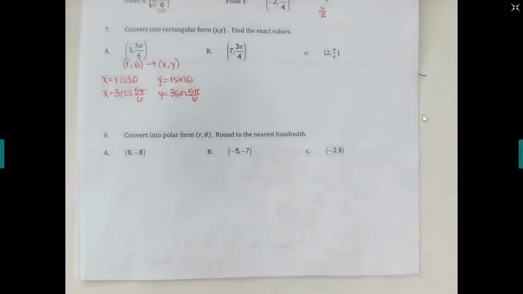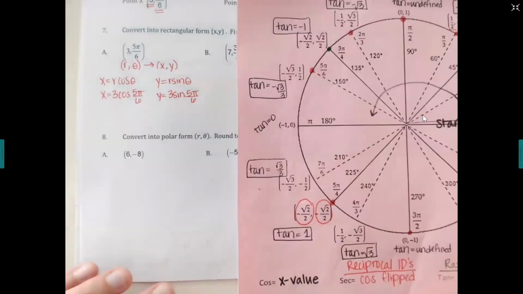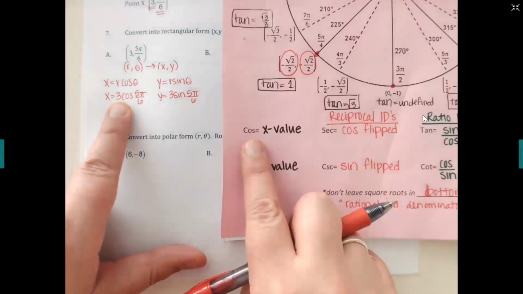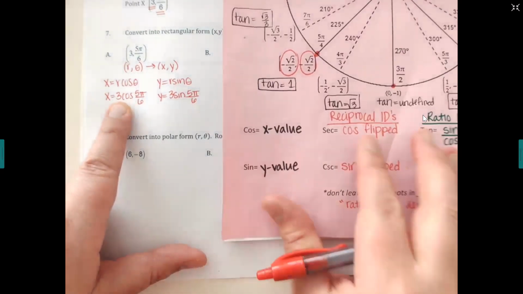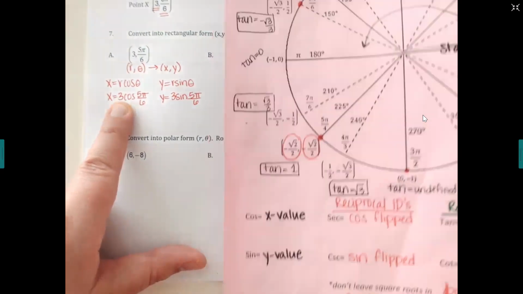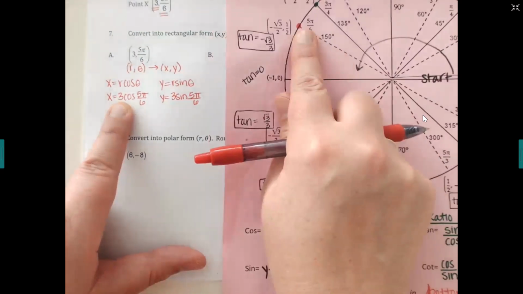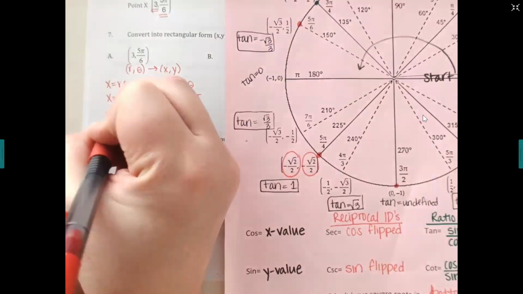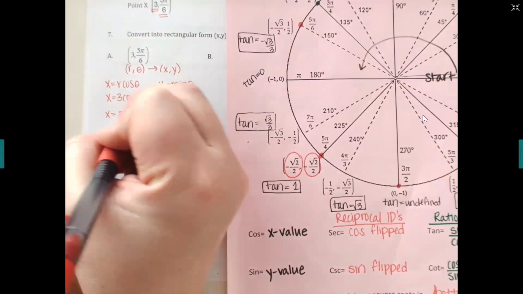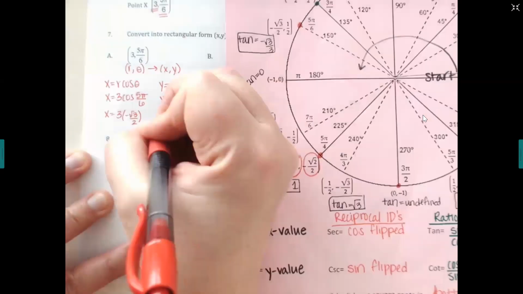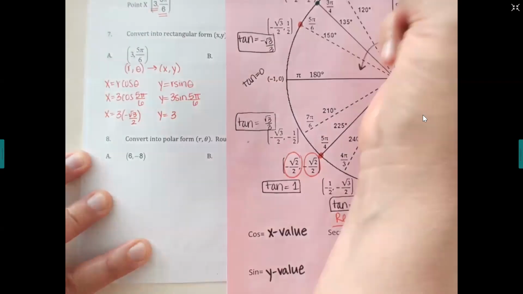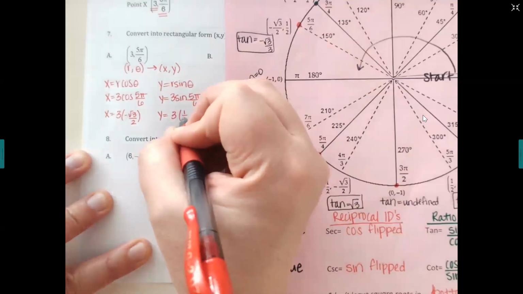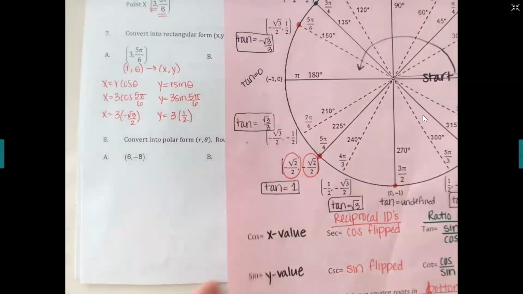Okay, then from there, you're going to go to your unit circle. Okay, so I have a big one here. You're going to find 5 pi over 6, and then remember that cosine is the x value. So if I'm at 5 pi over 6 on my circle, that would be here. My x value is -√3 over 2. And my y is a half. So it'd be 3 times a half.